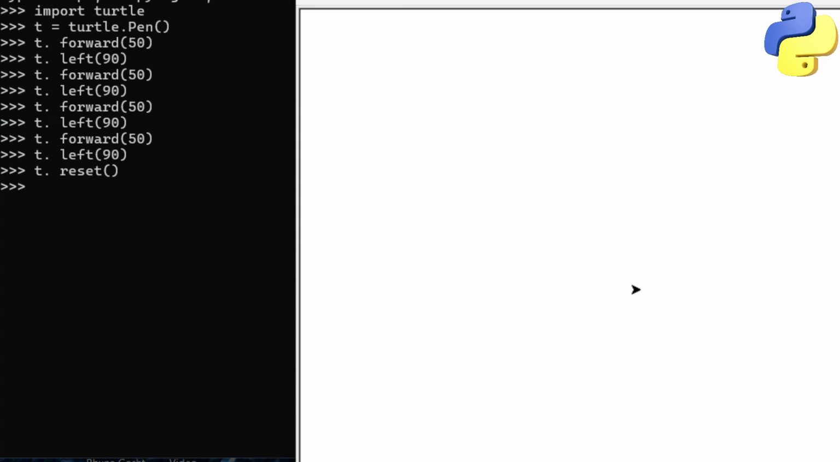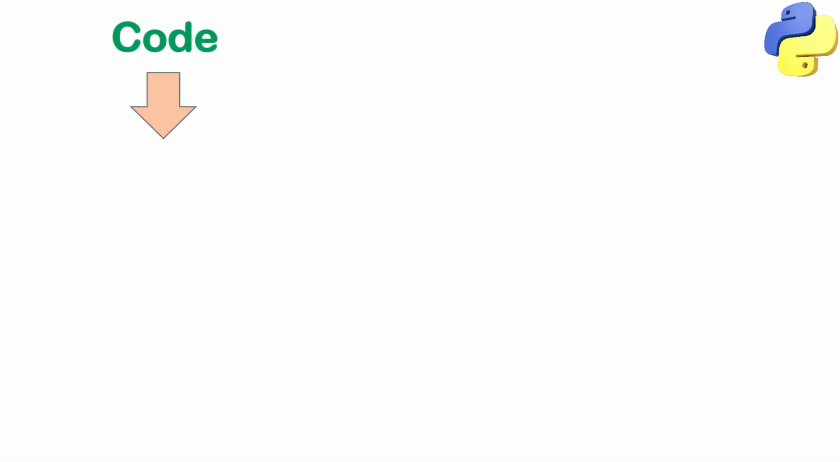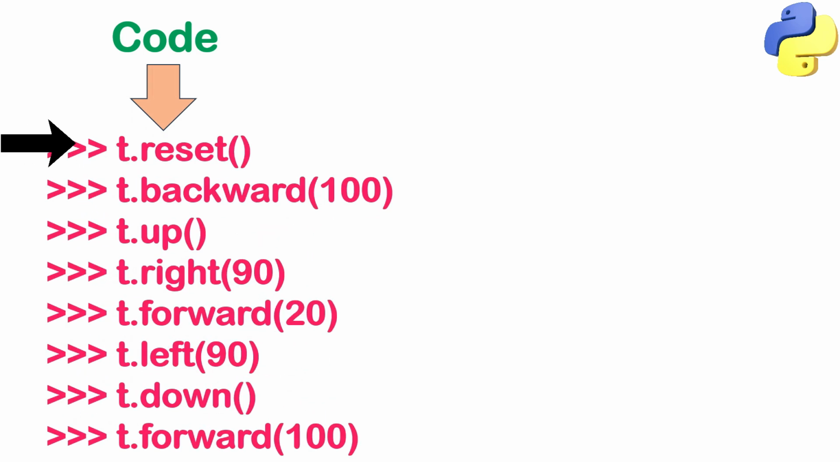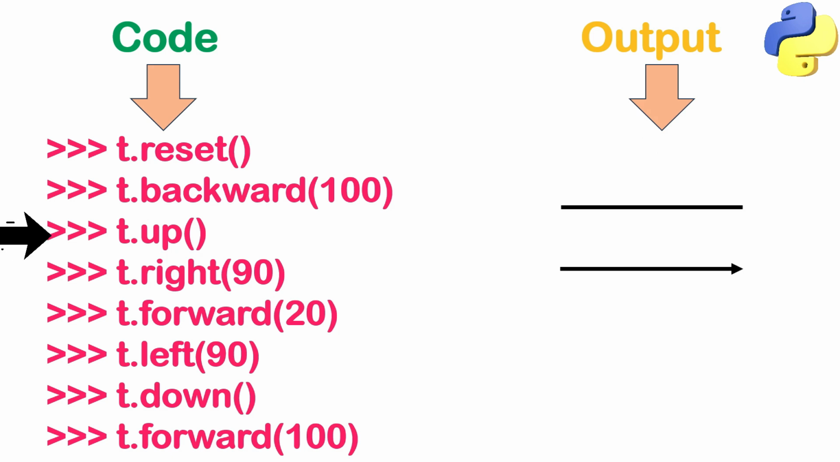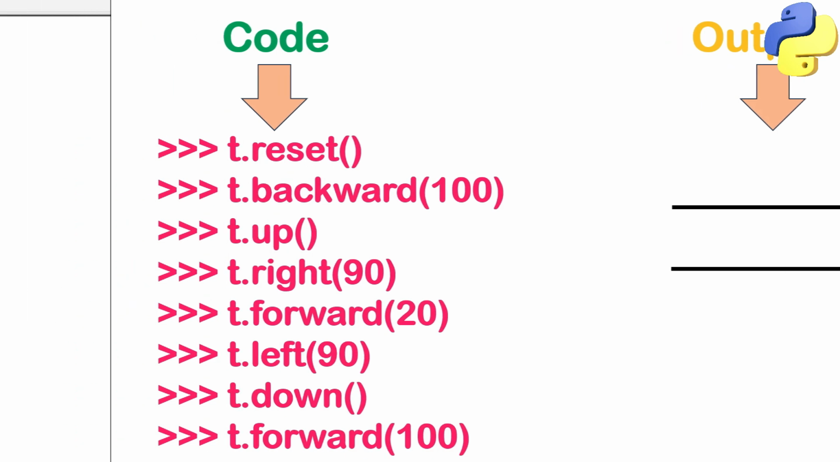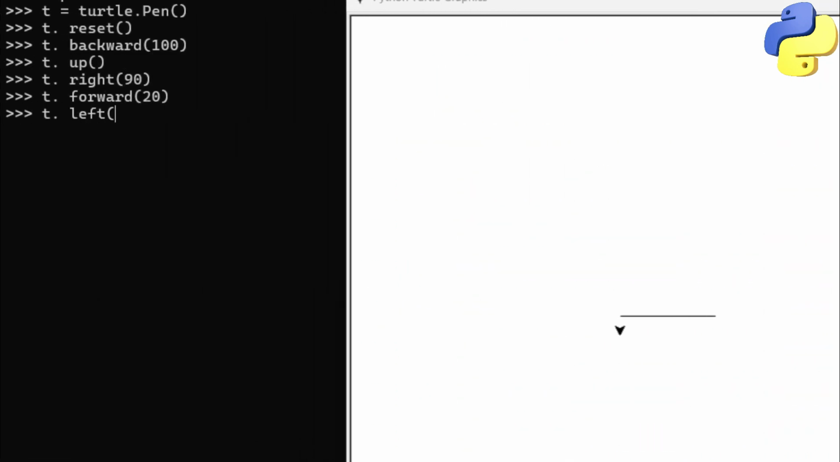Now let's try another drawing using some of these commands. This time we will have the turtle draw 2 lines. So these are the commands to draw the 2 lines: t.reset(), t.backward(100), then t.up(), t.right(90), t.forward(20), t.left(90), t.down() and t.forward(100).